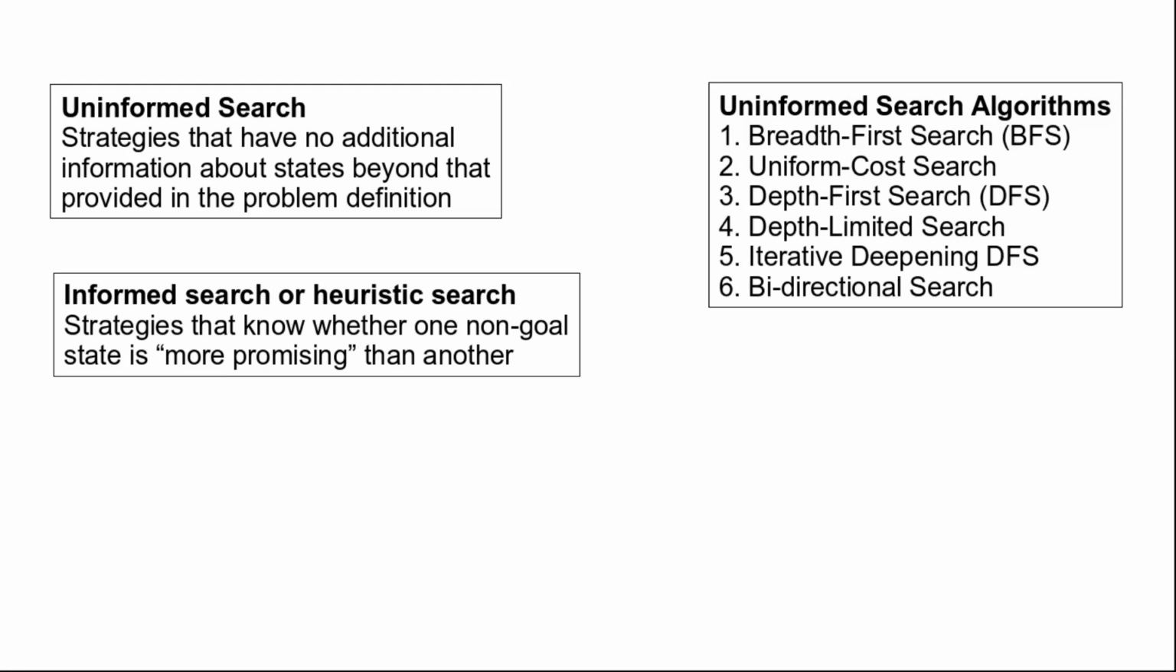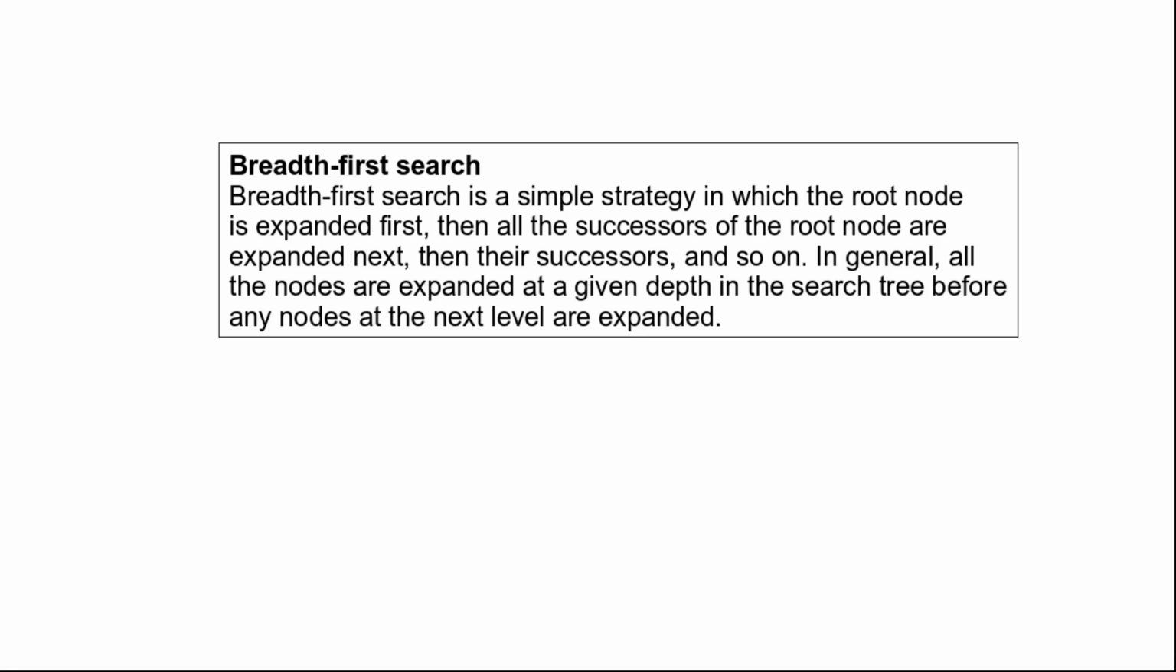And in uninformed search, we have different kinds of search algorithms. Like we have BFS, we have uniform cost search, we have depth first search, then we have depth limited search, then we have iterative deepening DFS, and then we have bidirectional search. In our next few classes, we will talk about all these different search algorithms. In today's class, we will talk about BFS.